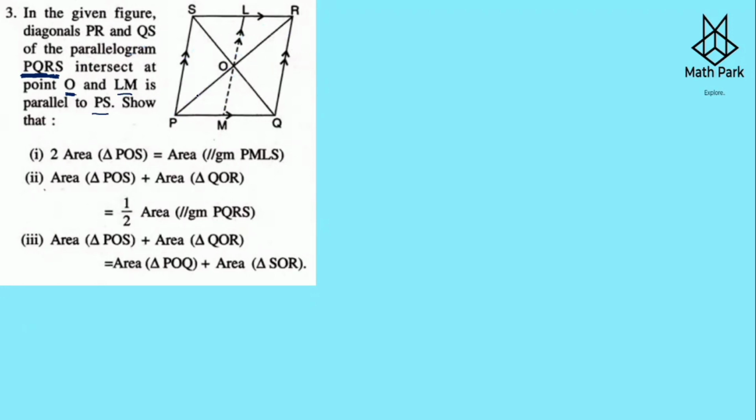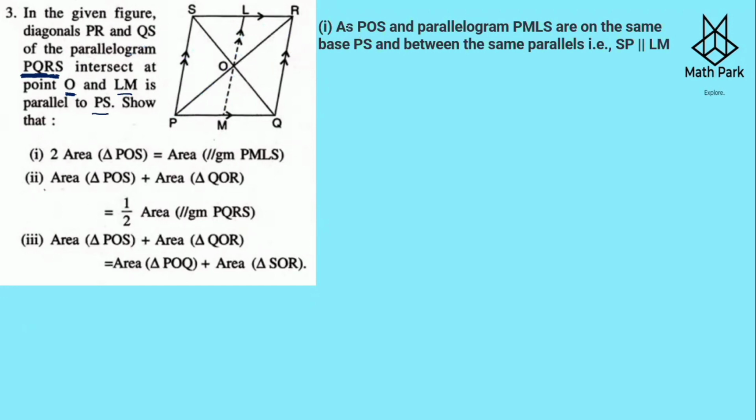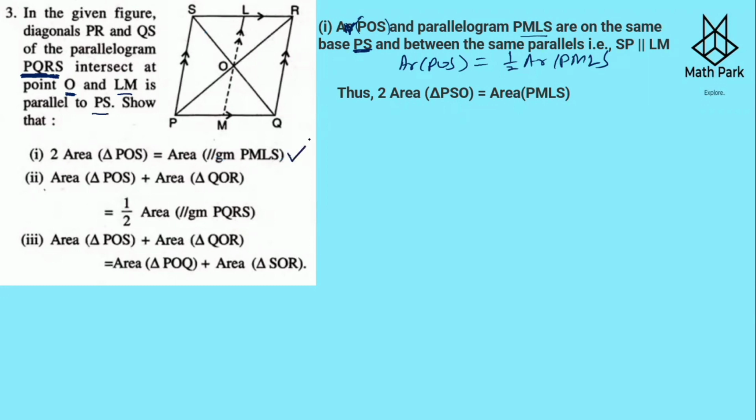So we know that area of triangle POS and parallelogram PMLS are on the same base PS and between the same parallels, SP and LM. Therefore, area of POS is equal to half area of PMLS. So twice area of POS gives you area of PMLS. Got it? The first part. We are done with the first part.